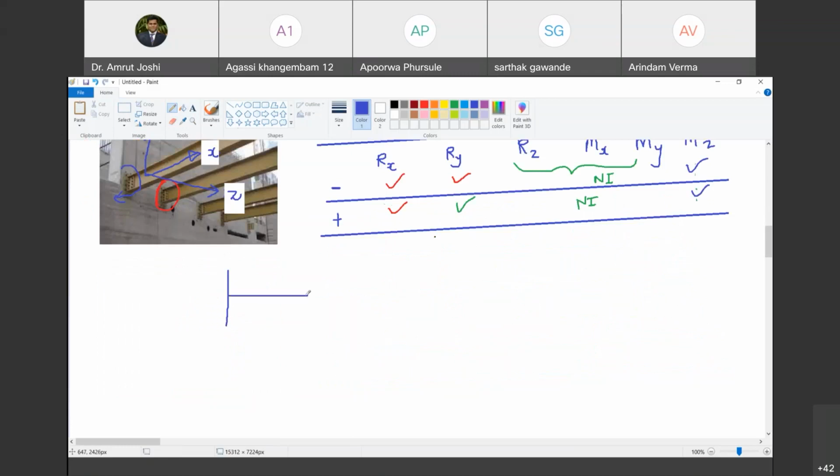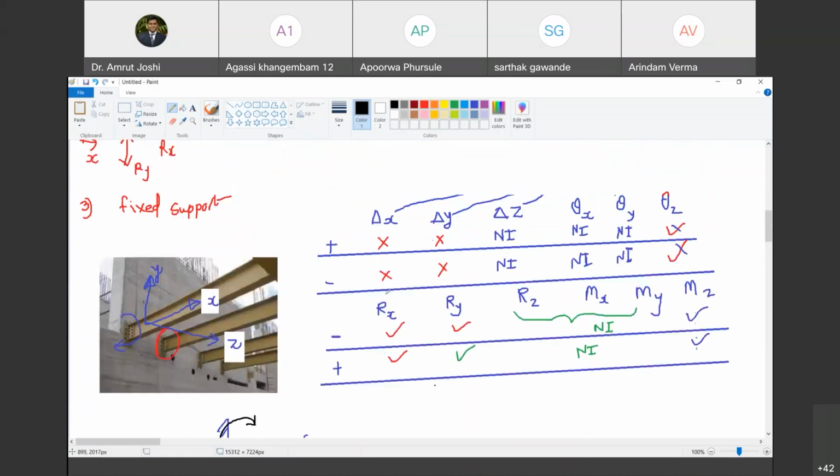This support is denoted by this notation. Are you with me? Yes, sir. This is x, this is y, and coming out of the plane of board towards you is z. This support is able to offer two force reactions and one moment reaction. So let me show those reactions. It can offer force reaction in y direction. It can offer force reaction in both positive or negative x directions, and it can offer moment reaction about z axis both clockwise or anti-clockwise. So it can give three reaction components: force in x, force in y, and moment about z. Are you with me? Yes, sir.